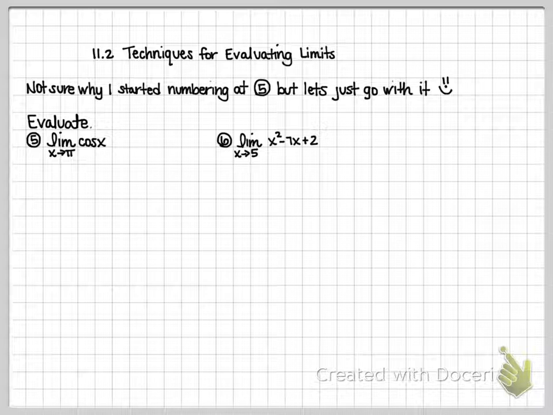So first thing I'm going to do is I'm just going to try to plug in pi for this problem and see what happens. As soon as that x value equal to pi gets plugged in, the limit notation gets dropped, because you're actually then evaluating for that specific value. Oh, cosine of pi is not indeterminate, it's not 0 over 0, that's for sure.